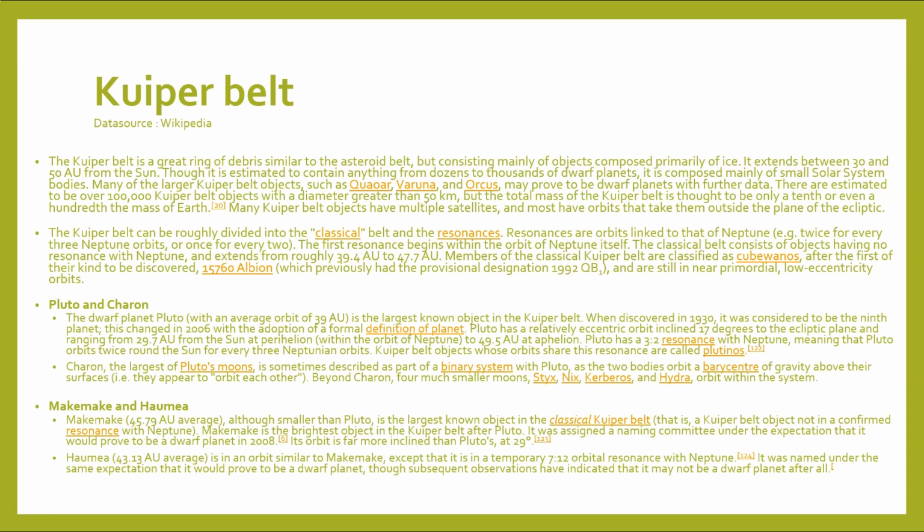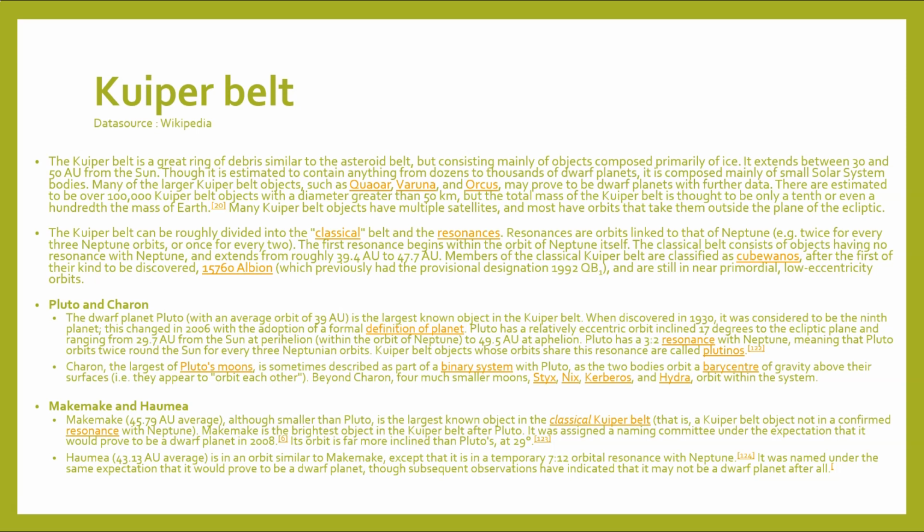Makemake and Haumea. Makemake, at 45.79 astronomical units average, although smaller than Pluto, is the largest known object in the classical Kuiper belt, that is, the Kuiper belt object not in a confirmed resonance with Neptune. Makemake is the brightest object in the Kuiper belt after Pluto. It was assigned a naming committee under the expectation that it would prove to be a dwarf planet in 2008. Its orbit is far more inclined than Pluto's, at 29 degrees.